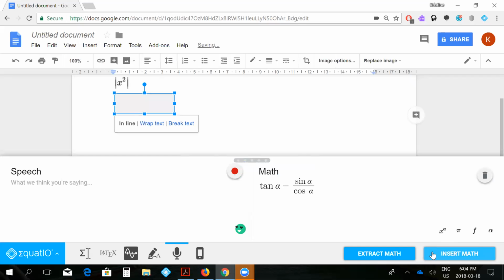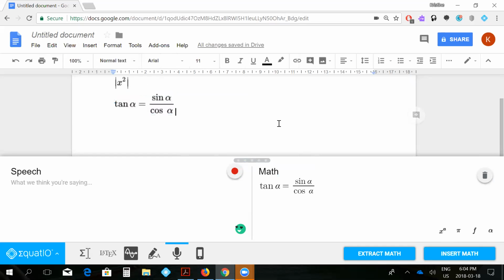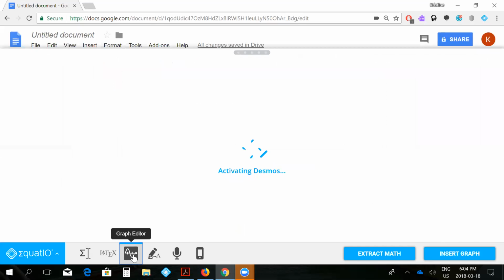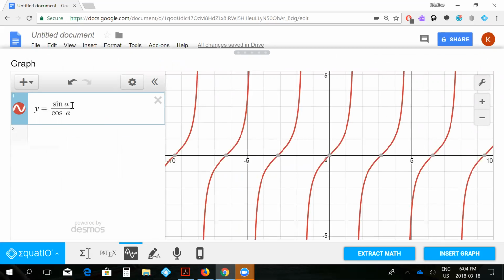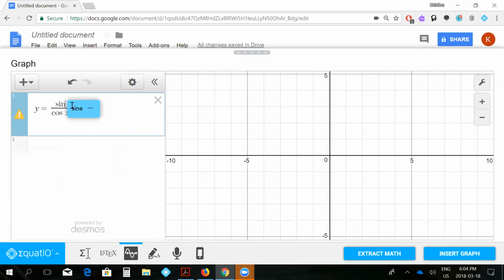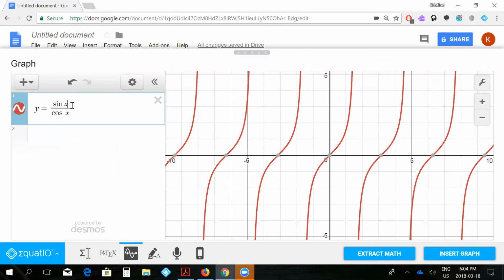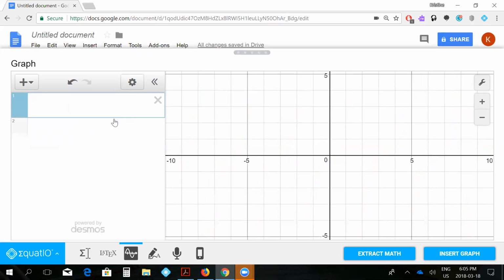Okay, so the last part that I want to show you before we get into using it with read and write is the graph editor. So this graph editor is using, so let's just change this to y so that you can see. The graph editor uses Desmos, which is actually a website. You can go to desmos.com and use the same graphs. And then, you can graph whatever you want.